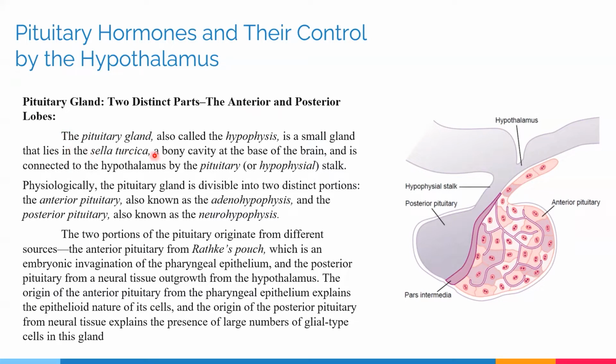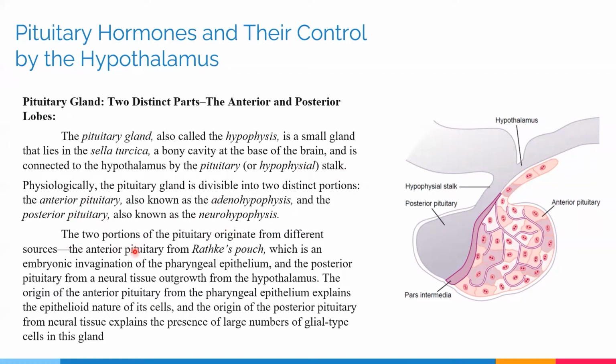The pituitary gland, also called the hypophysis, is a small gland that lies in the sella turcica, which is a bone cavity at the base of the brain and is connected to the hypothalamus by the pituitary or hypophyseal stalk. Physiologically, the pituitary gland is divided into two distinct portions. The anterior pituitary, also known as adenohypophysis, and the posterior pituitary, also known as neurohypophysis.